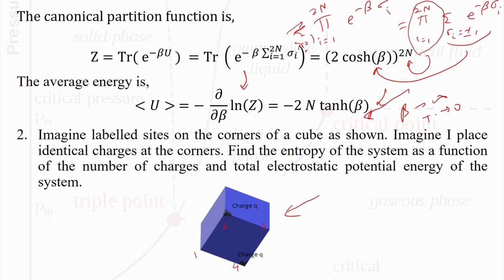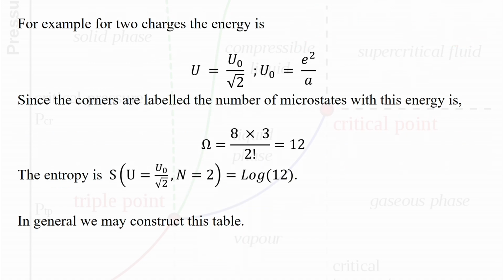So, that is going to be the number of microstates, and the log of that is going to be the entropy of the system. So, the question is, how do I calculate this? Let us start with a simple example. Imagine that there are 2 charges.